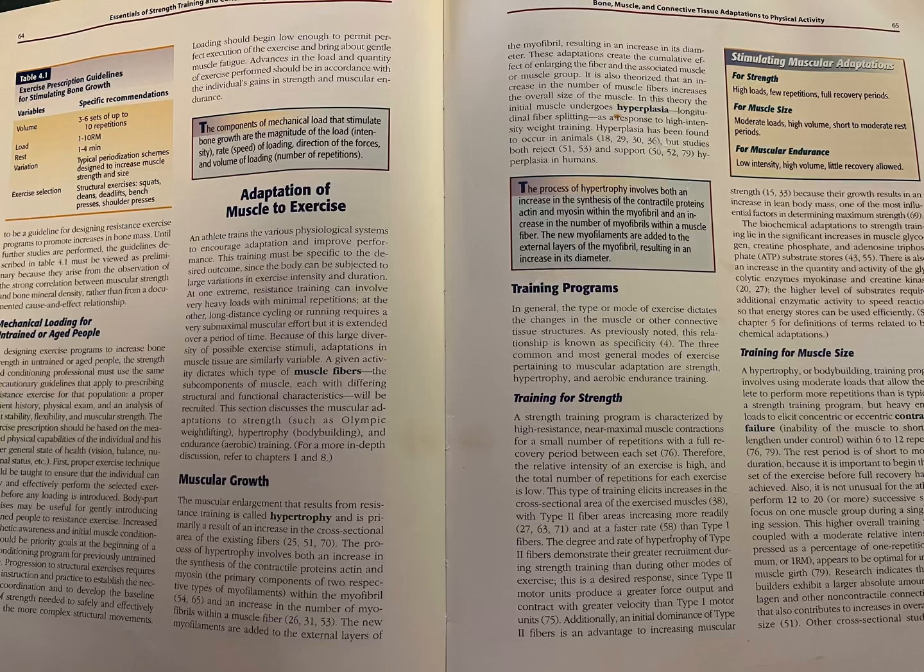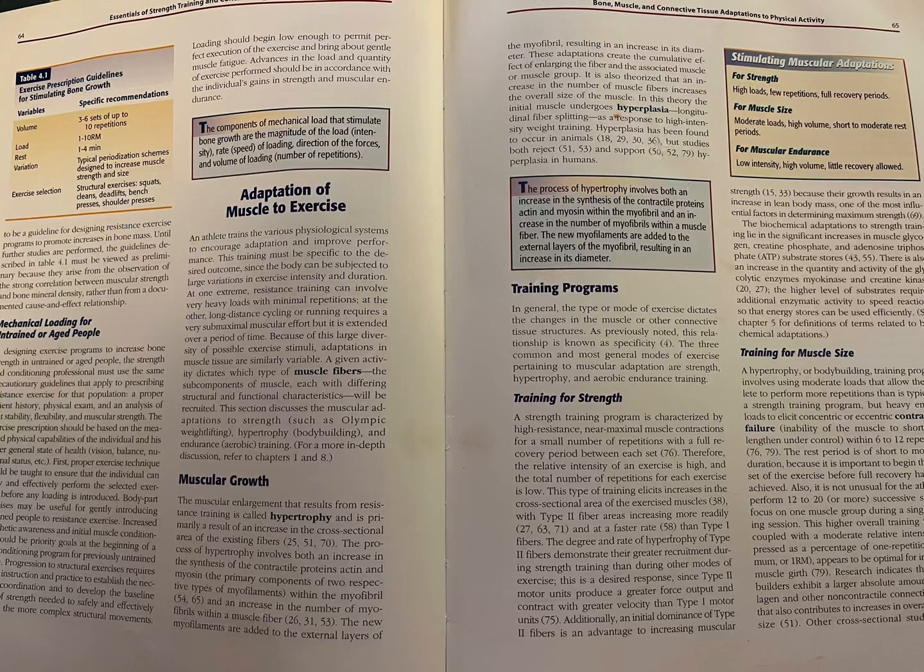One of the most influential factors in determining maximal strength. The biochemical adaptations to strength training lie in the significant increase in muscular glycogen, creatine phosphate, and adenosine triphosphate, ATP, substrate stores. There is also an increase in the quantity and activity of glycolytic enzymes, myokinase and creatine kinase. The higher level of substrates requires additional enzymatic activity to speed reactions so that energy stores can be used efficiently.